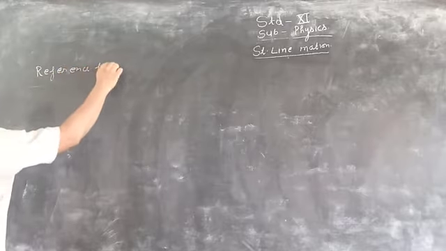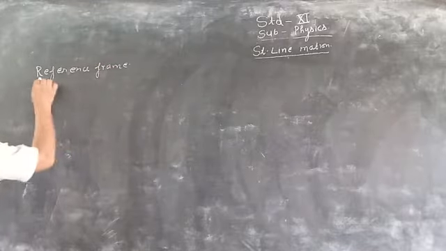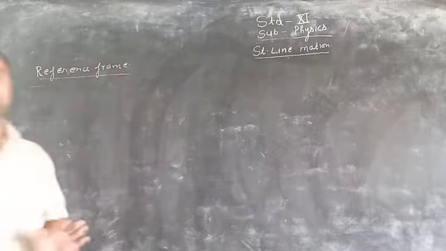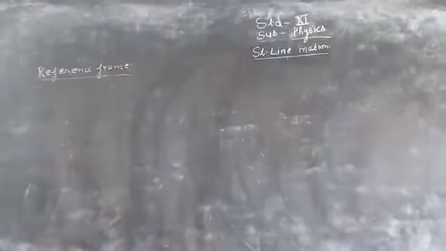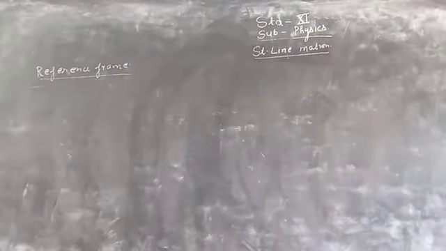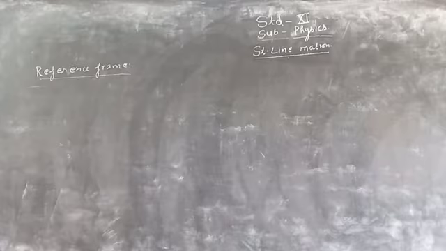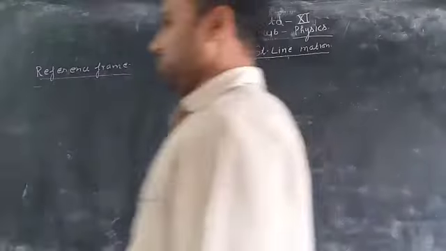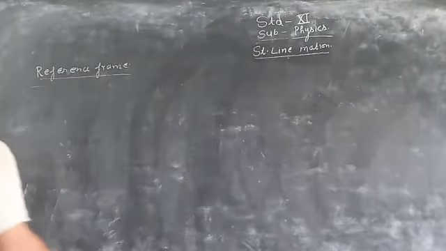The reference frame. We have discussed in the previous lecture that the reference frame is simply a place or space where our observation is to be done. Then this is called frame of reference, where the observation is to be done.